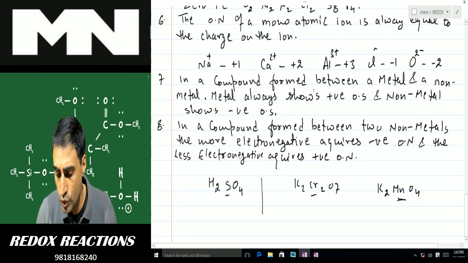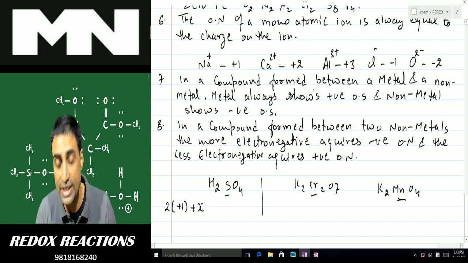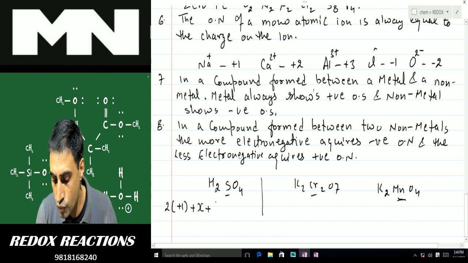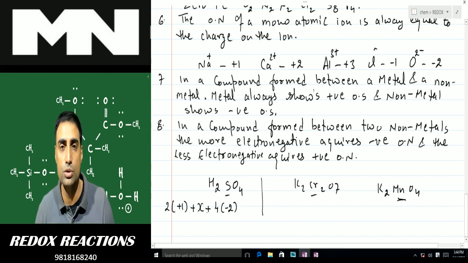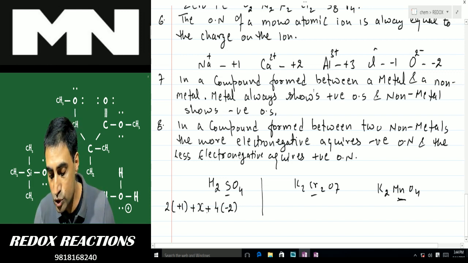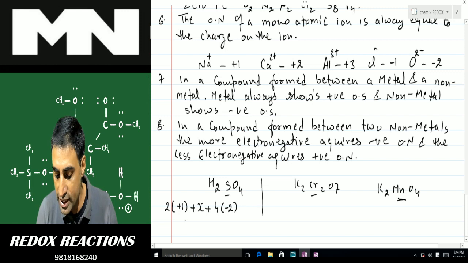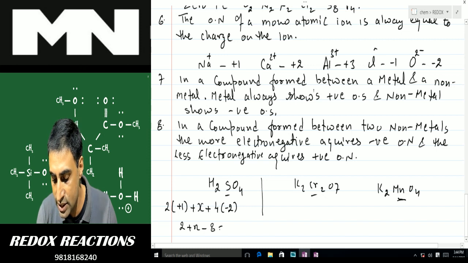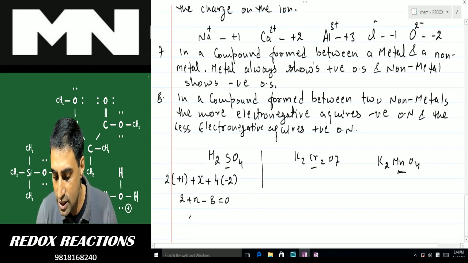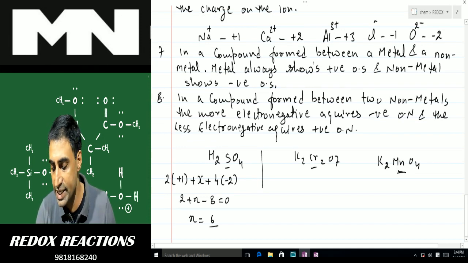Let's see H2SO4. I told you that hydrogen's oxidation number is always +1 with a non-metal. Sulfur is a non-metal. So in this case, it is 2 into +1 plus sulfur, whose oxidation number is to be calculated, is X, plus 4 into -2, because the oxidation number of oxygen in most of its compounds is -2. So here I am getting 2 plus X minus 8 is equal to 0. That is, X is equal to 6. So in this compound, the oxidation number of sulfur is 6.